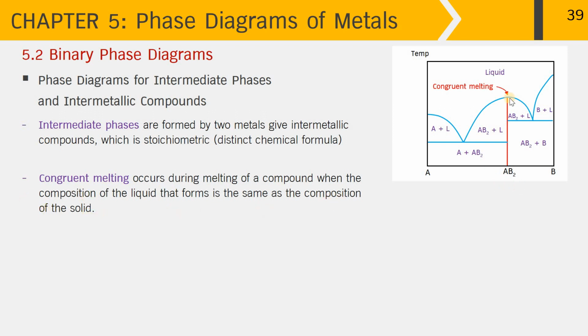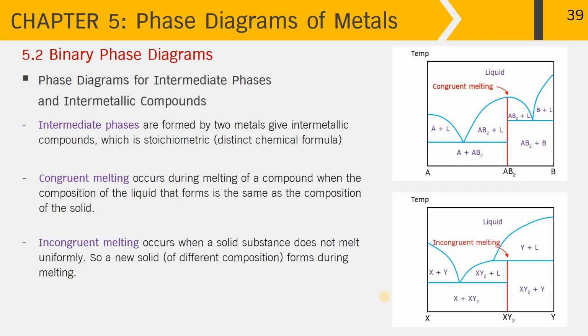So according to this type of phase diagram, we have the congruent melting over here because the melting of the AB2 compound has the same composition as the liquid that forms. Now let's consider another type of compound melting. Incongruent melting occurs when a solid substance does not melt uniformly. Instead, a new solid of different composition forms during melting.